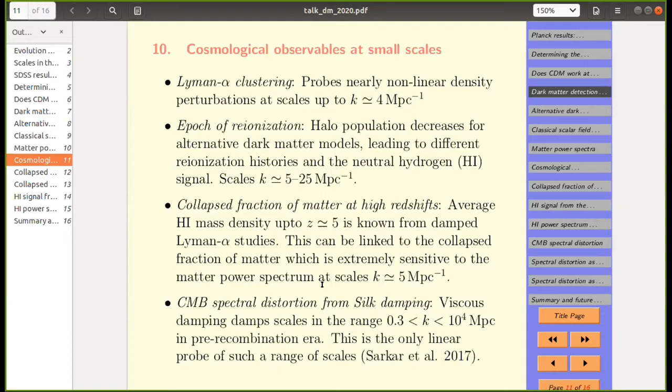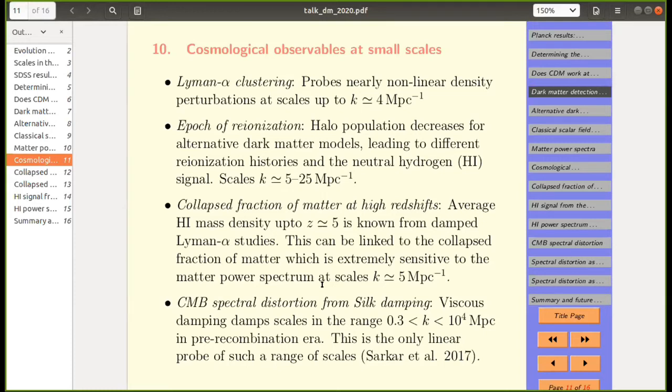I work on that. And again, epoch of reionization is something that happens between a redshift of roughly 20 to 10, make it 8. But here again, if you have a dark matter candidate which has less power at small scales, the halo population will decrease for the alternative dark matter. And the reionization history is different, and so is this fluctuating component, and that could potentially become a probe of the dark matter model.